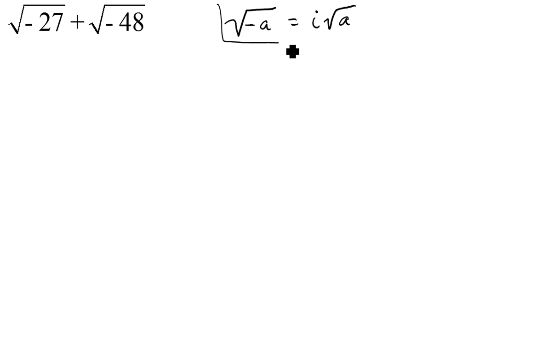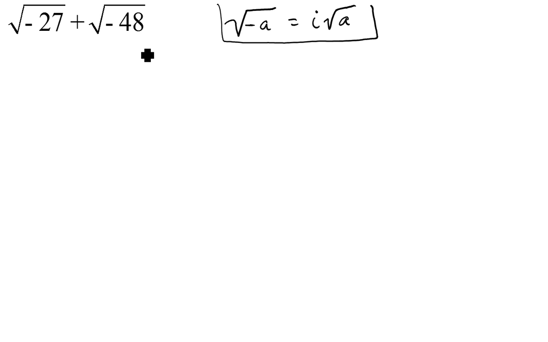So this is an important property because it allows us to rewrite this in terms of something that is a real number, namely the square root of a. So these numbers like the square root of negative 27 and the square root of negative 48, those are not real numbers, and we cannot apply any real number properties to them. So any of the square root properties that we're familiar with do not directly apply to them.